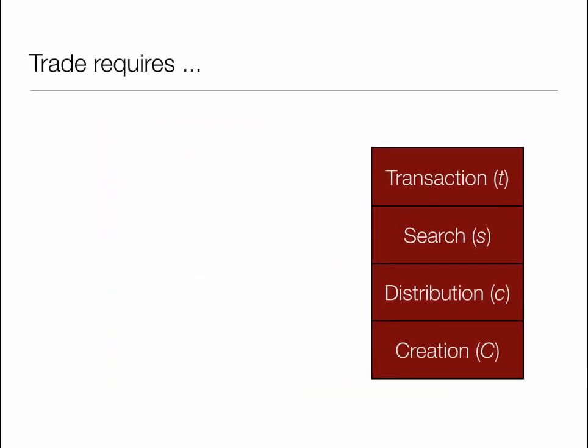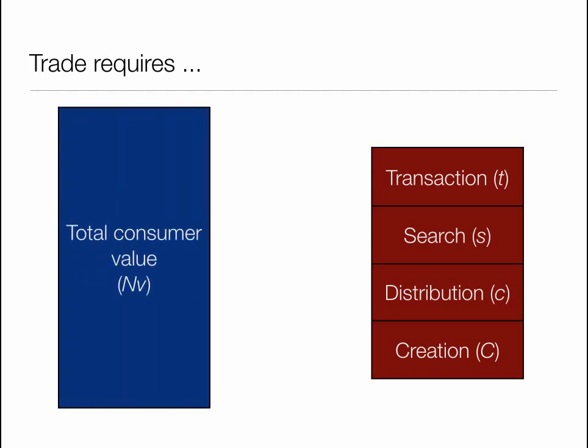Okay, so what does it take for trade to occur? Well, trade occurs if we can imagine that the total value of all the consumers was N times V, then if that total value is greater than the total costs in getting the content to them, including the cost of creation, we expect that a trade might occur. Like this.